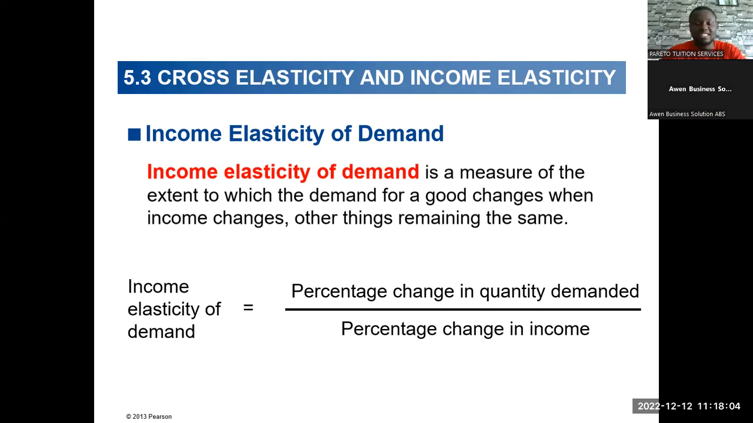Please take note of these things, and then the substitutes and the complements, the signs, because they do ask. After calculating cross elasticity, they will tell you to state the relationship between the two goods. If it's income elasticity, they will tell you to state the type of good in question. So for a normal good, income elasticity will be positive. For an inferior good, income elasticity will be negative. And here too, it's possible you get a coefficient of 0. It means the good is a necessity. It doesn't matter your income level. You still consume the same quantity.